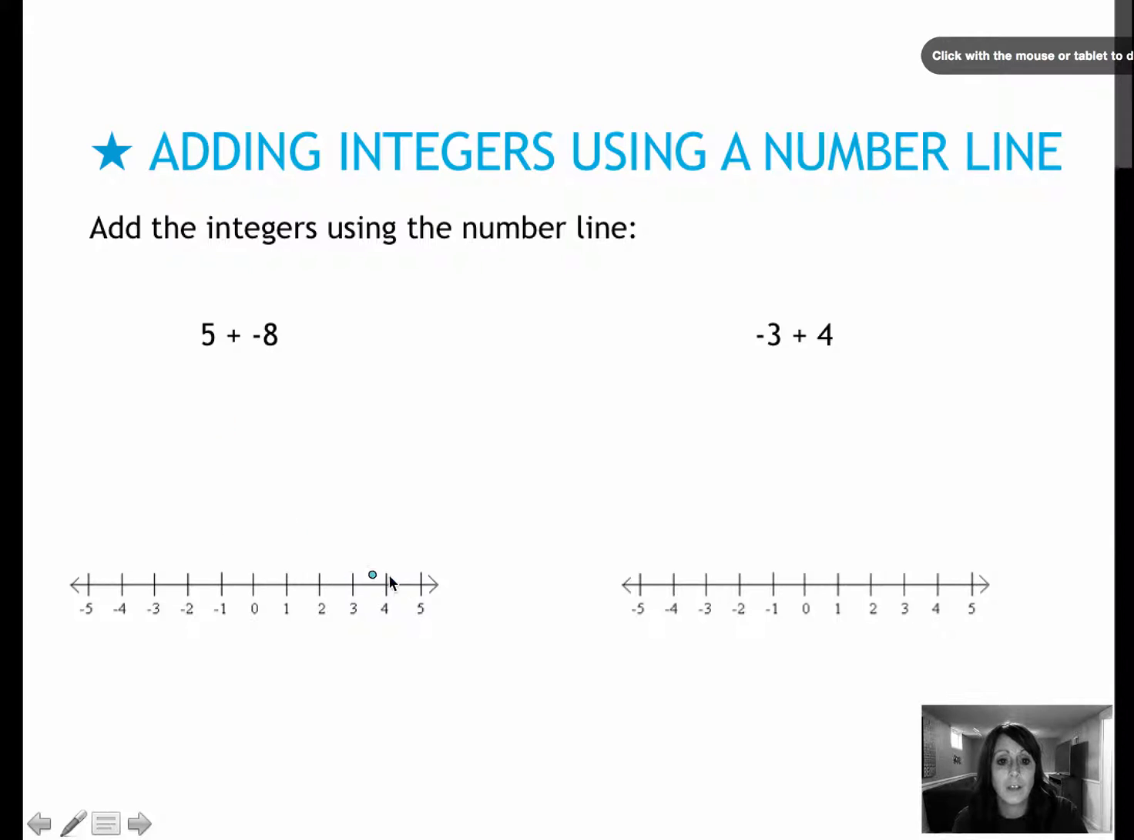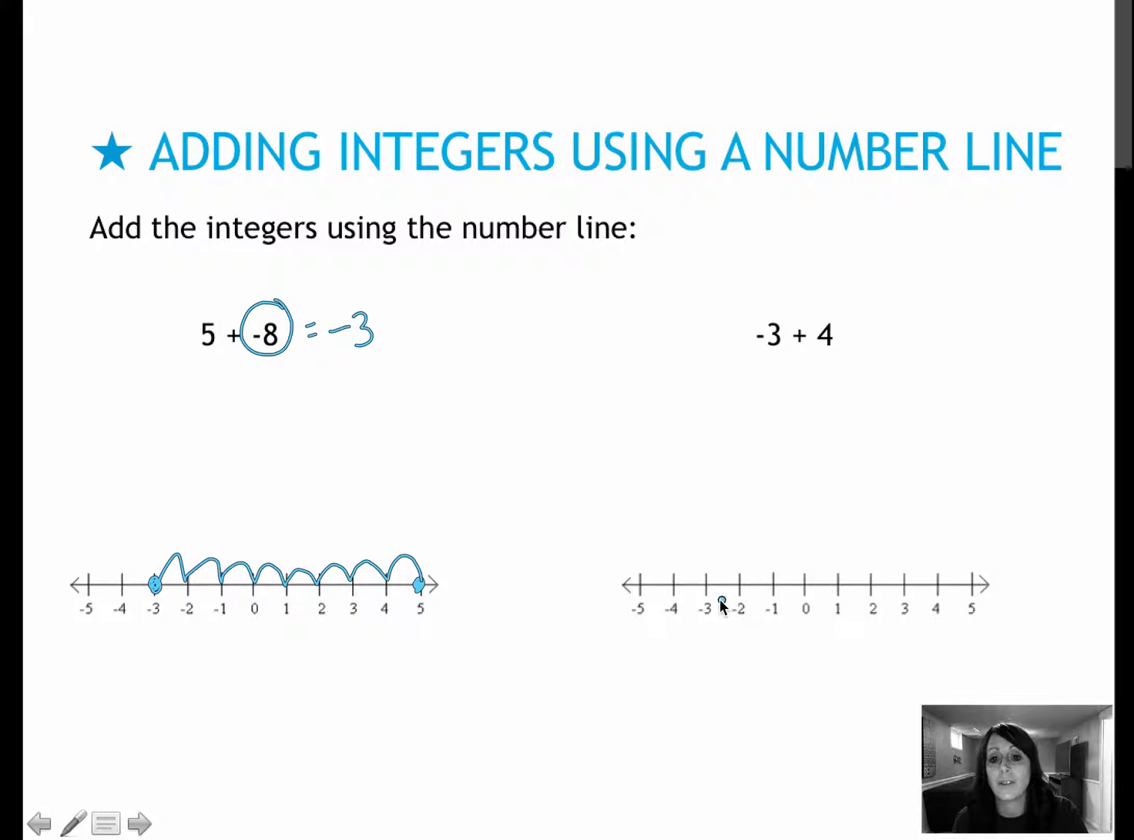For my first, I start at +5. I'm adding a -8 to that, so a negative moves it this direction. So 1, 2, 3, 4, 5, 6, 7, 8 to the left, ends at -3. And for my second, I start at -3, and I'm going to add a +4: 1, 2, 3, 4. I land at +1, which is my solution.